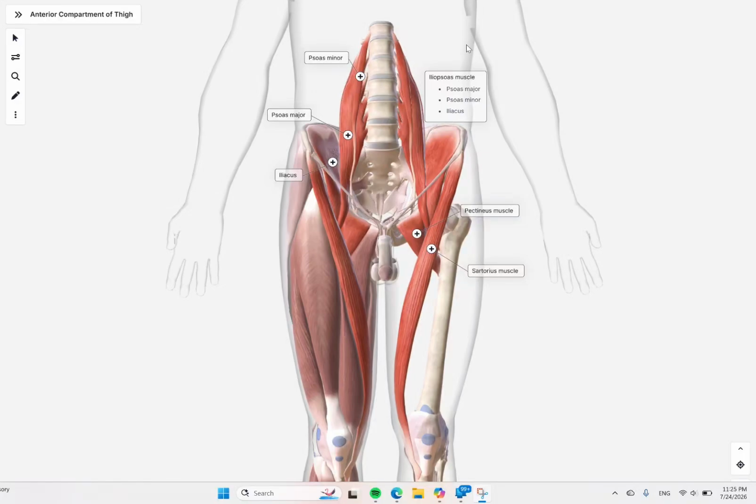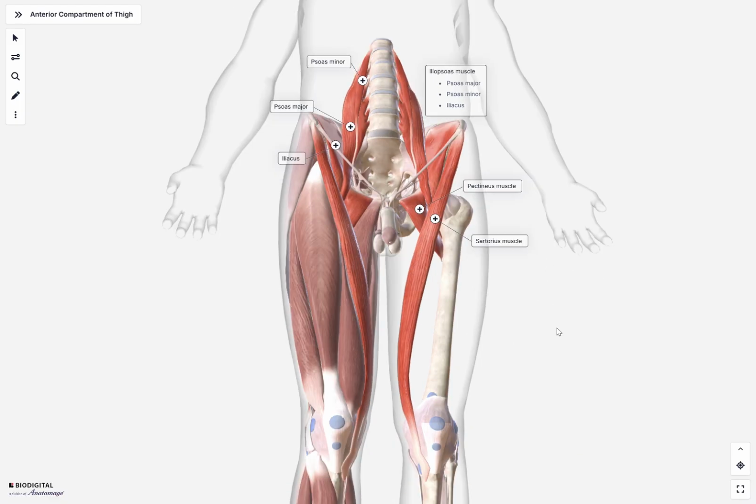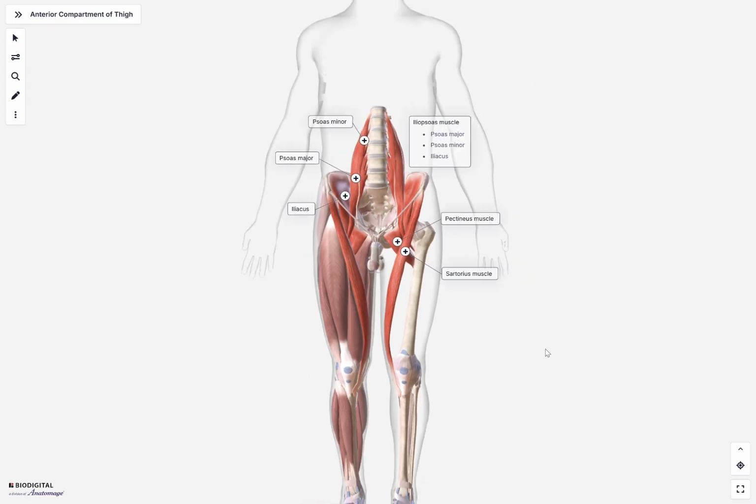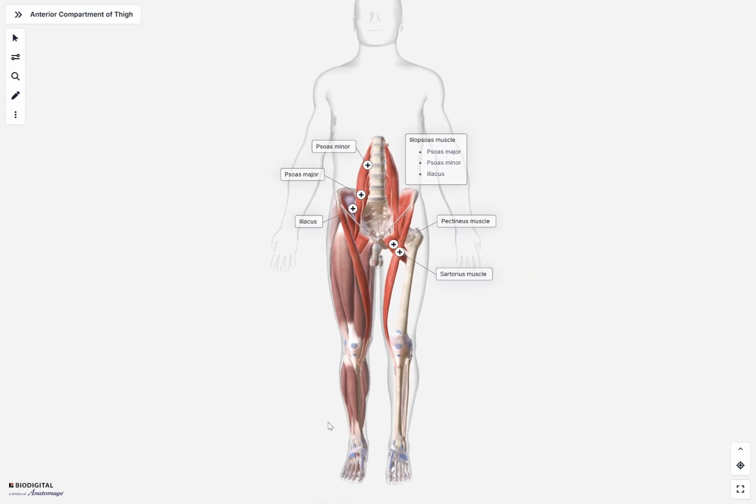Alright, so in this video, I'm going to explain the muscles of the anterior compartment of the thigh. This region is the front part of the upper leg, and it's between the hip joint and the knee joint. Imagining somebody standing in the anatomical position, which is what this model is showing right now, the anterior thigh is the area directly in front of the femur.